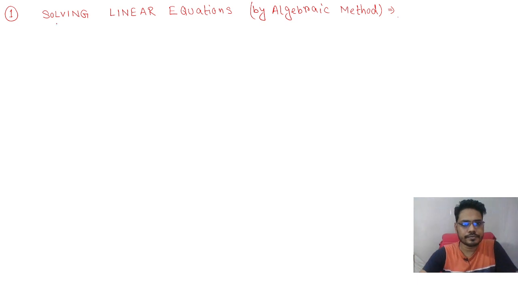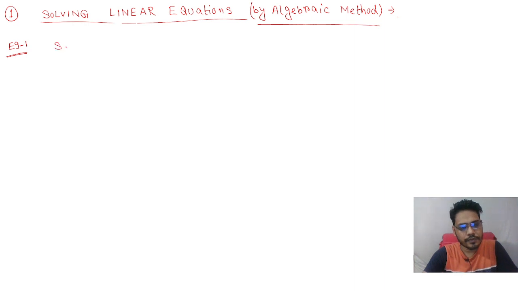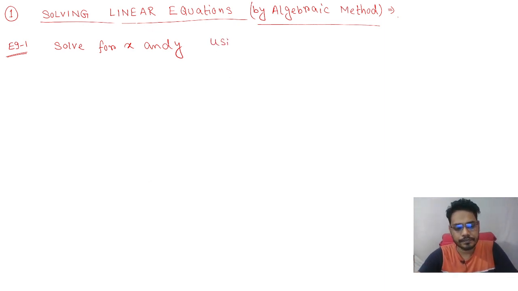Okay, so first, how can we do it? By this example you can find this. So first example, that is given, solve for x and y by using substitution method. So first we will read about the substitution method.